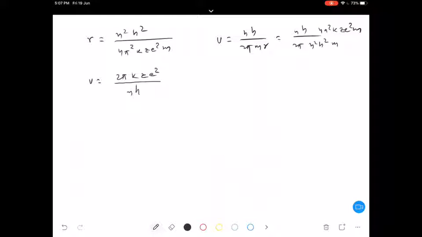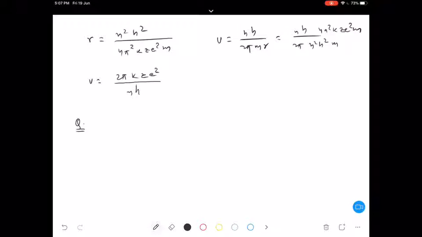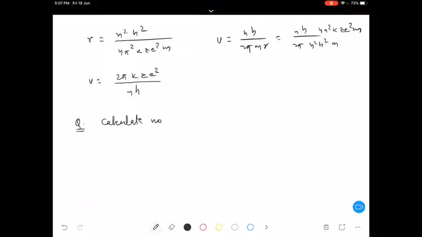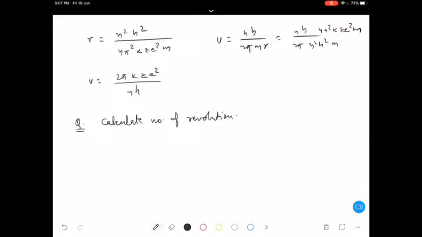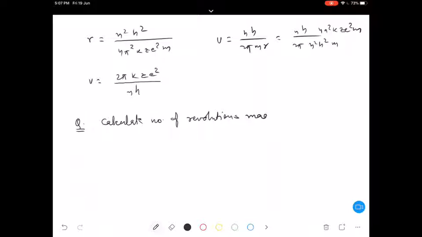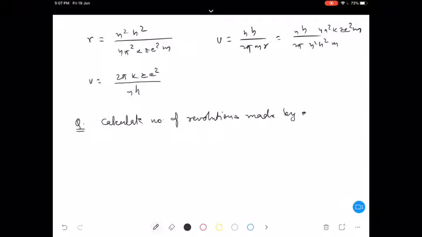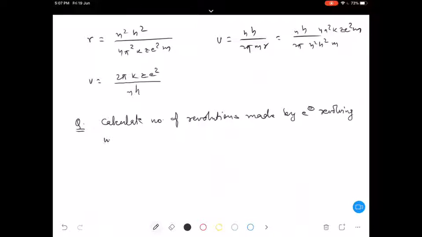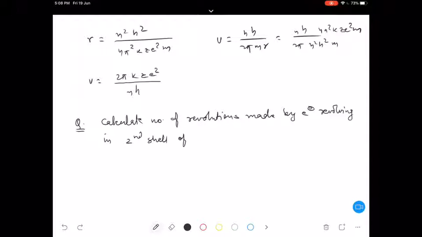Now here, let's start with one problem. Question: calculate number of revolutions made by electron revolving in second shell or orbit of hydrogen atom.